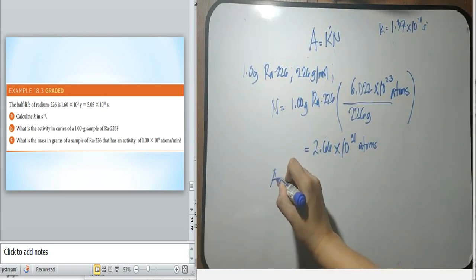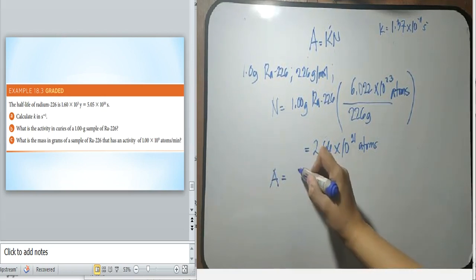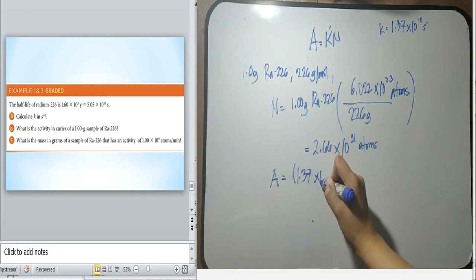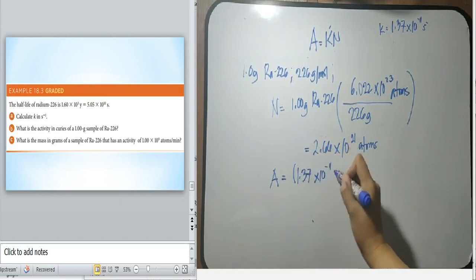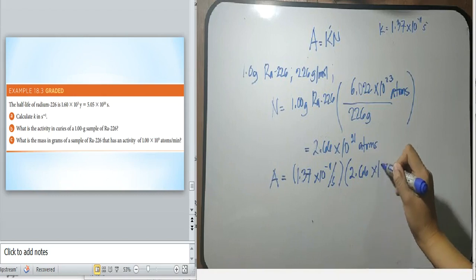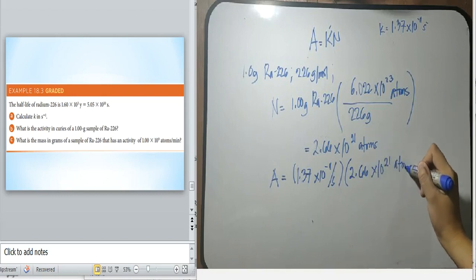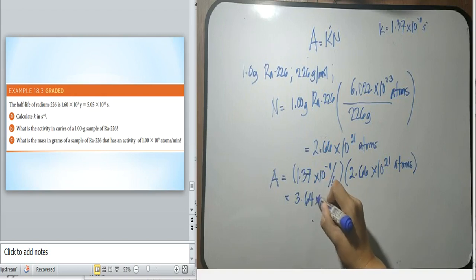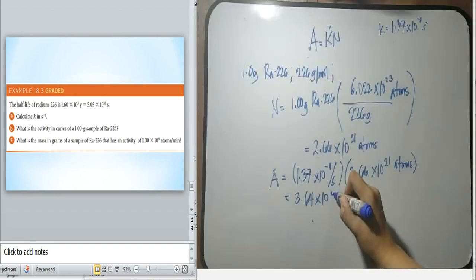So, let's compute the value of A, no? We have here the K, 1.37 times 10 raised to negative 11 per second, multiplied by these atoms, 0.66 times 10 raised to 21 atoms. So we have 3.64 times 10 raised to 10 atoms per second.